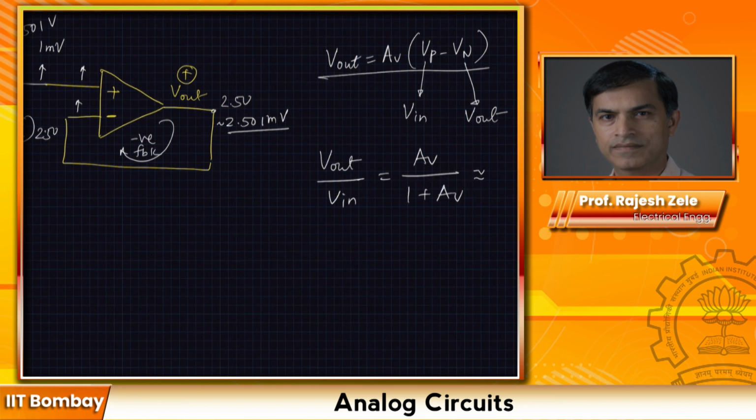If AV is large, and that's the reason we say all the time that the voltage gain of the operational amplifier has to be large, so that this number comes out to be almost equal to 1 when AV is large. Great. Okay, so in the next part of the lecture, we are going to go through a few more examples of circuits with operational amplifiers.